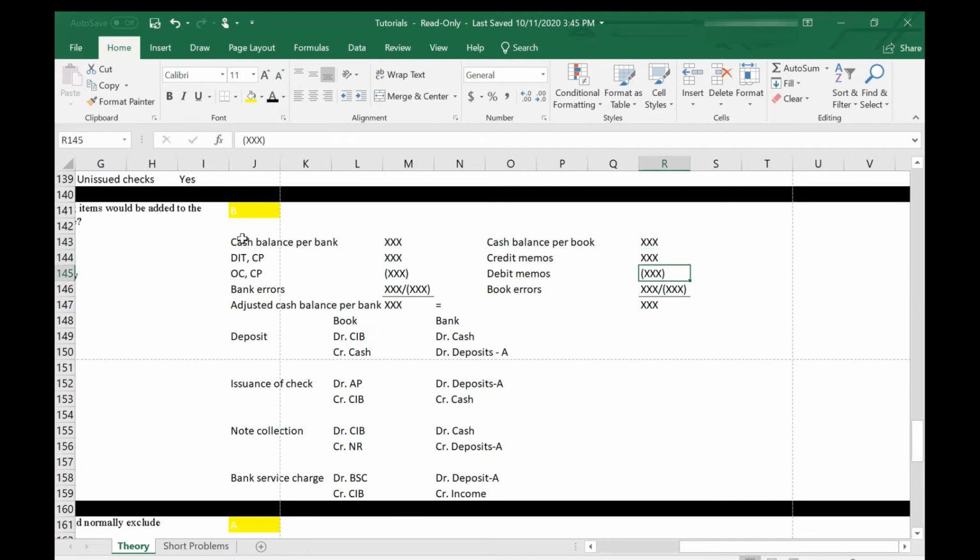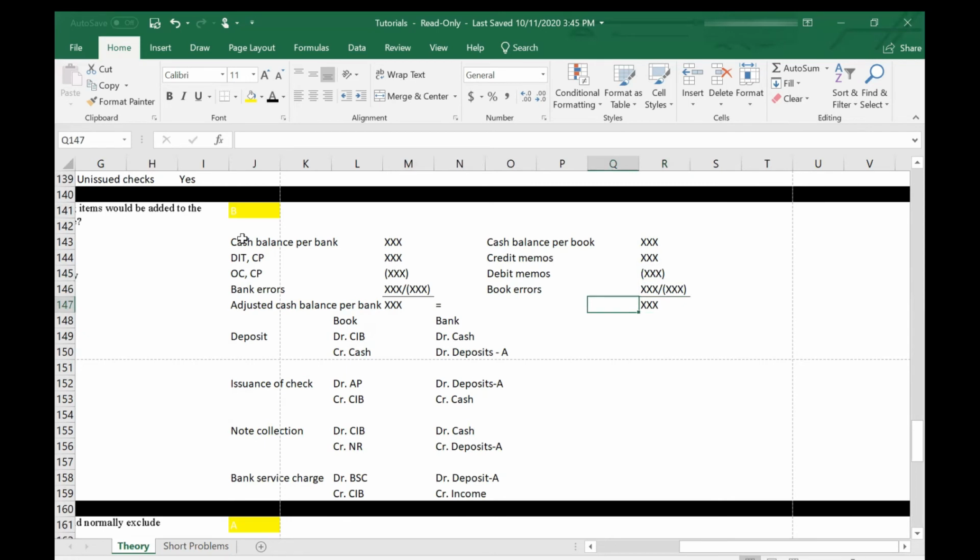The same is true for debit memos. For example, bank service charge, no? You'll not be able to know the bank service charge. You'll only know it at the end of the period. So if hindi mo pa na-record yung bank service charge in your books, you should deduct it. Tapos for book errors similar to bank errors, you adjust it correspondingly.